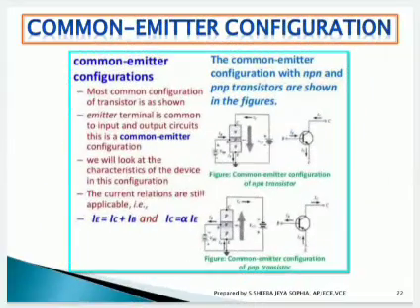Moving to the second type of configuration, the common emitter configuration. The common emitter configuration for both NPN and PNP transistors is given here, in which the emitter acts as the common point. Input is given through the base and output is collected across the collector. So IE is equal to IC plus IB, and IC is equal to alpha into IE.